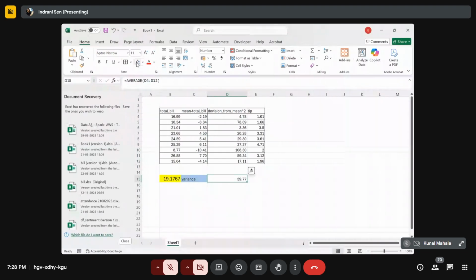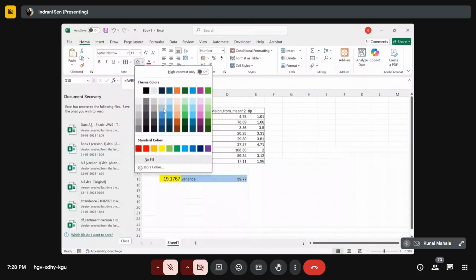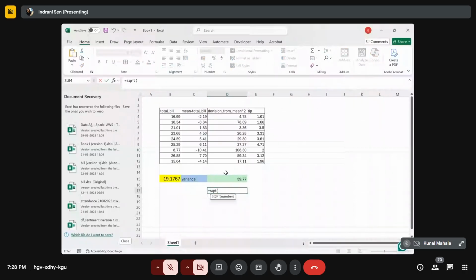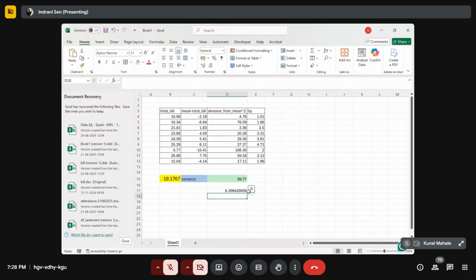Now, what is standard deviation? Standard deviation is the square root of the variance. So I am just doing a square root, equal to SQRT. So see the process. This is how we have to calculate variance and standard deviation. So 6.306 is the standard deviation here.